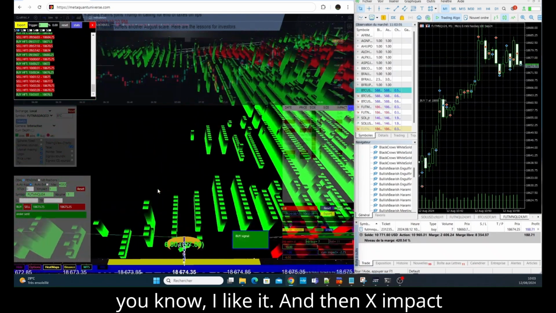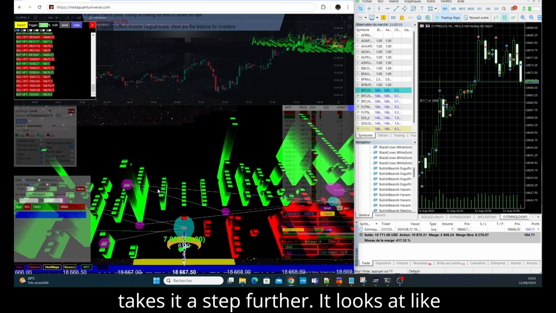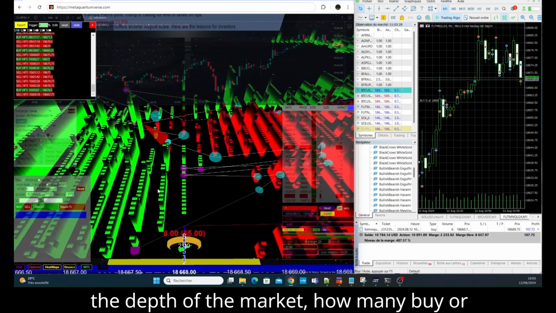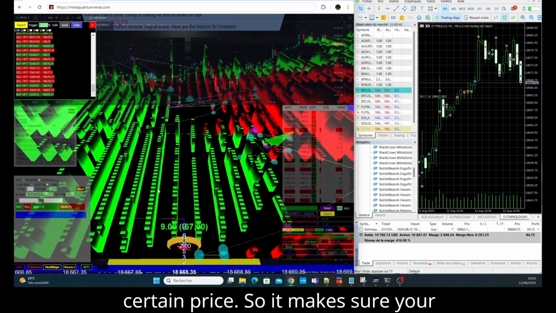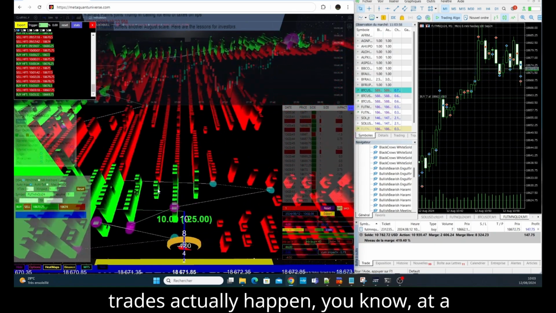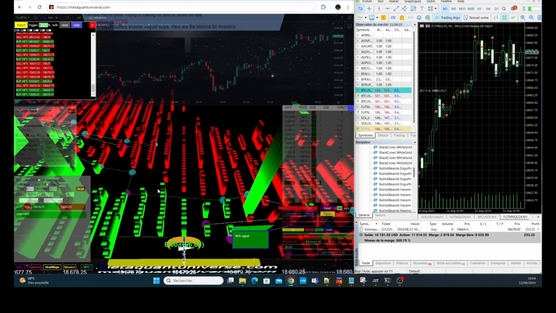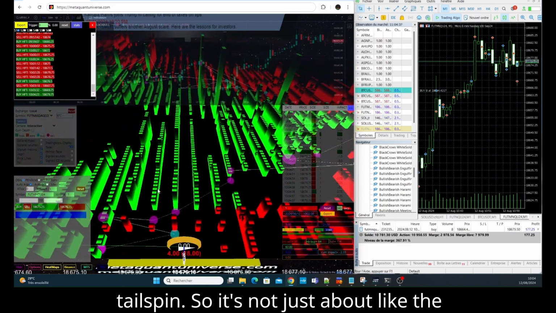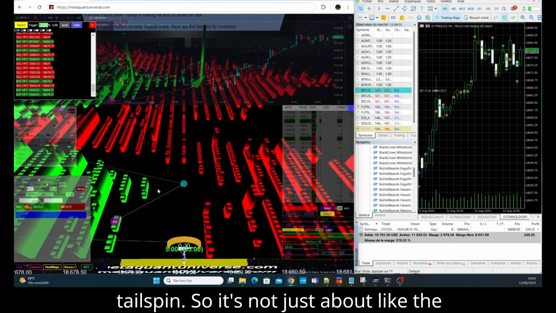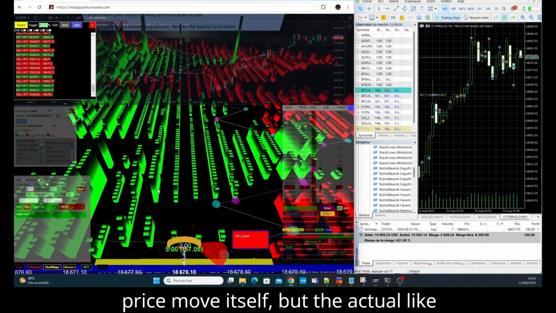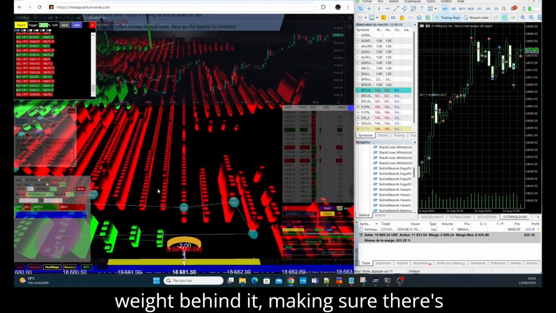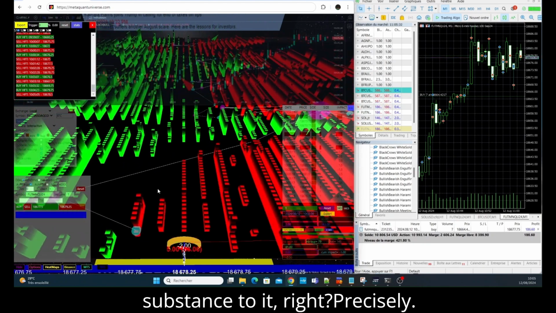And then X-impact takes it a step further. It looks at the depth of the market, how many buy or sell orders are actually out there at a certain price. So it makes sure your trades actually happen at a decent price, and they don't accidentally send the market into a tailspin. So it's not just about the price move itself, but the actual weight behind it, making sure there's substance to it. Right, precisely.